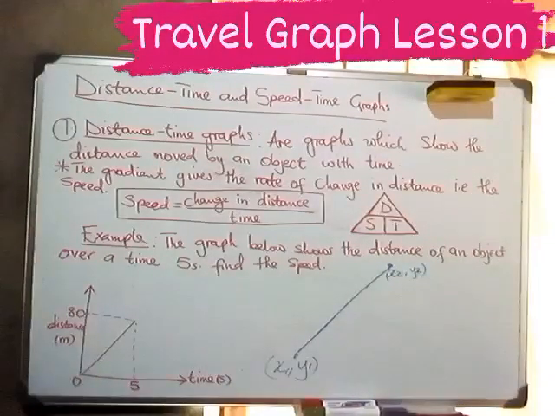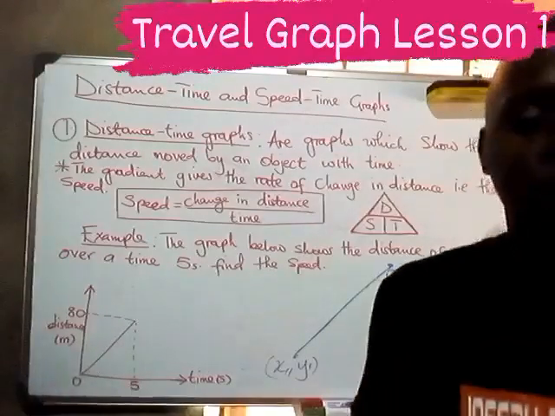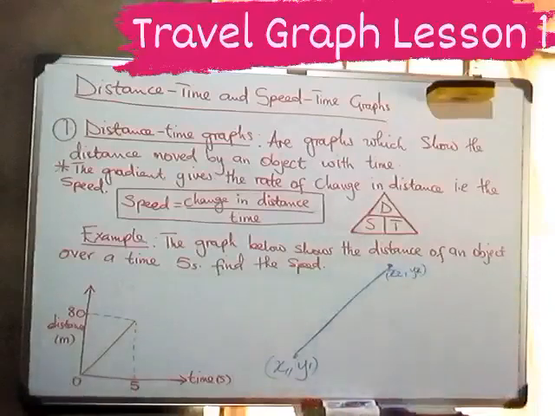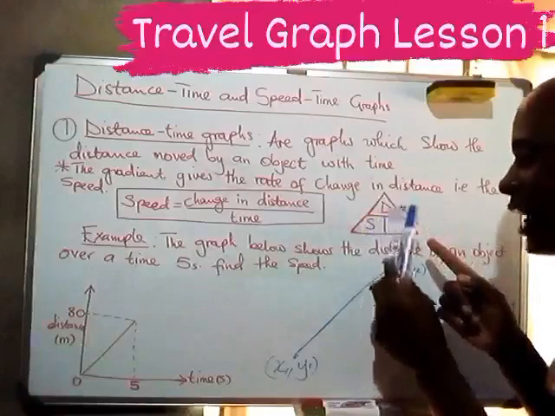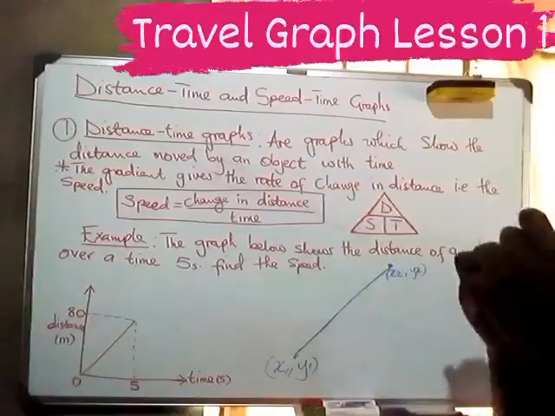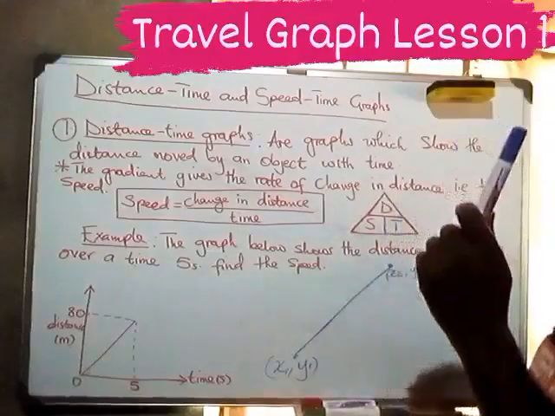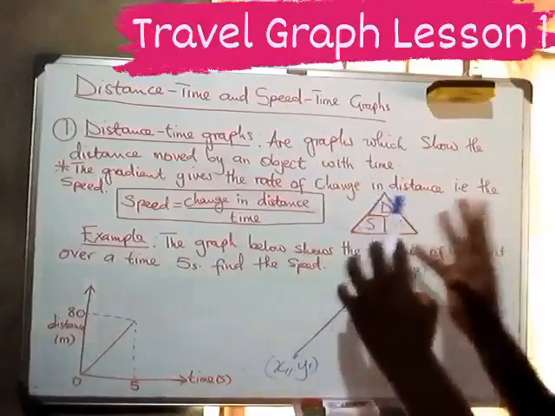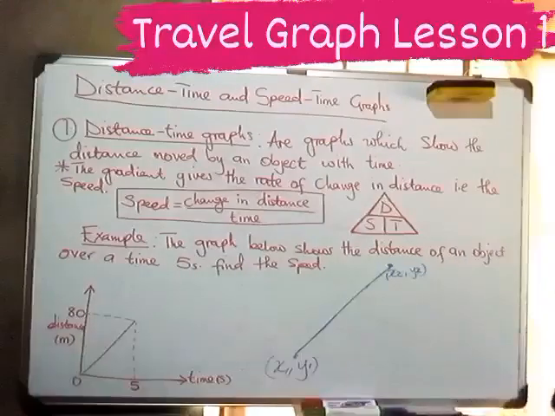So the question may come also to say, find the distance if the speed and time are known. Since both the speed and the time are on the same side, it means that you multiply the two. So distance is equal to speed multiplied by time, if you have been given the speed and also the time taken. Now, this is the formula.